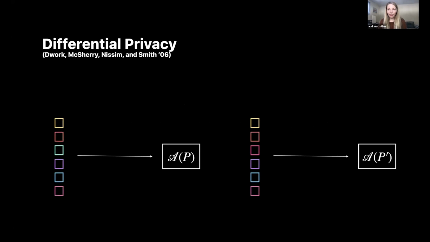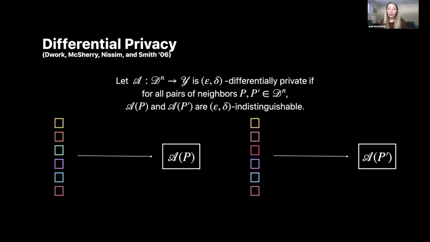Okay, so back to our databases. We have P and P prime. We're going to say an algorithm A that goes from the set of databases of size n into some output space is epsilon-delta differentially private if for all possible pairs of neighboring data sets, so all pairs of data sets that differ on the data of a single individual, the output distributions, A of P and A of P prime, are epsilon-delta indistinguishable. So what this says is I can't tell which one I was sampling from, so I can't tell whether the input was P or P prime.